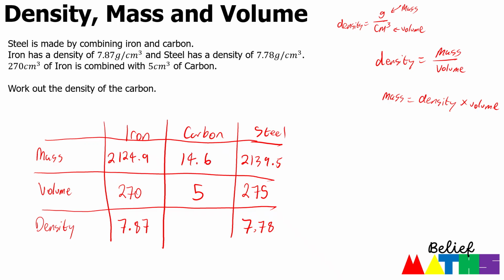The last thing we need to work out now is the density. We know from the start density is mass divided by volume, so 14.6 divided by 5 gives us an answer of 2.92. So the density of the carbon is 2.92 grams per centimeter cubed.